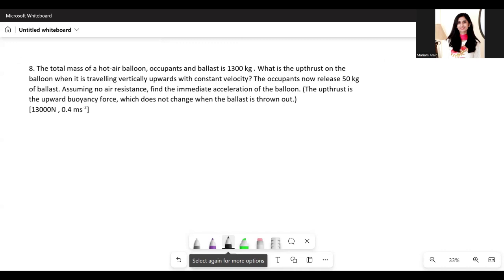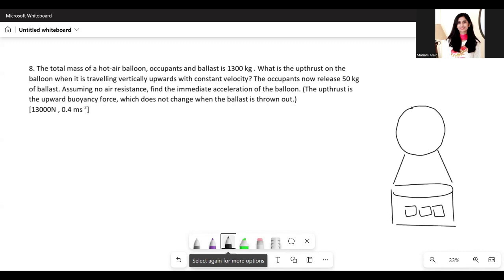Okay, so there's a hot air balloon and it has occupants, that is people, and some ballast. Ballast is some extra weight that is released from the balloon so that it accelerates. Let's say the weight is attached here and it is released to make it accelerate. So the total mass of a hot air balloon, its occupants and ballast is 1300 kg.